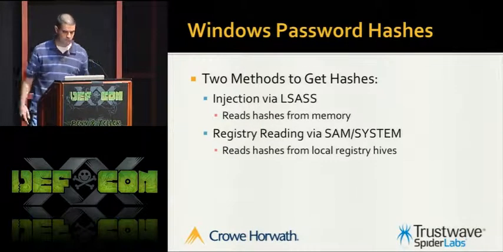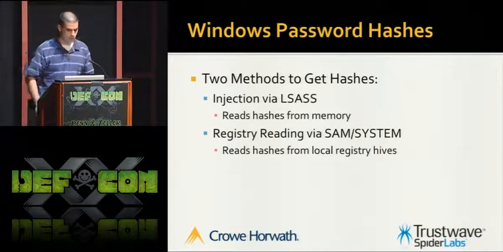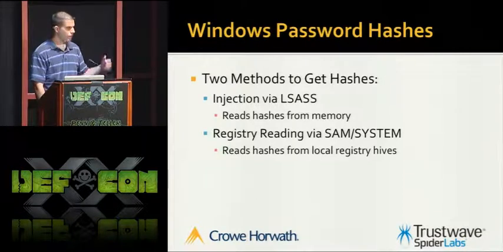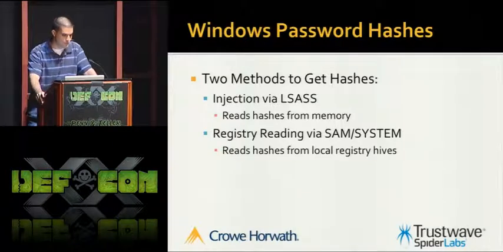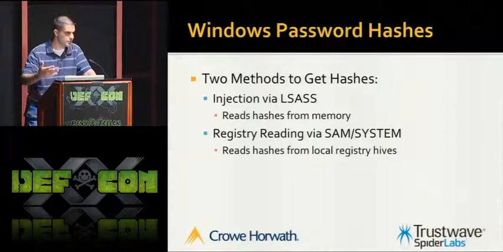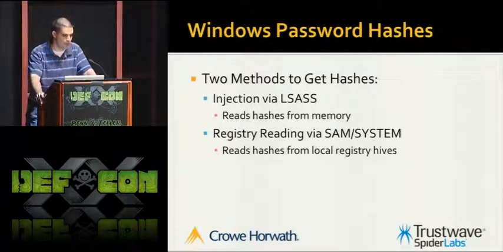Okay, so now that we talked about the different types of hashes, we've got to talk about how we get those. And there are two real main methods out there. The first is to inject into LSASS, the Local Security Authority Subsystem. This is a process running in memory that is highly elevated with privileges. It has debug rights, so pretty much the highest rights you can get. And what you can do is upload a DLL into that address space, inherit those permissions, and then directly access the hashes.